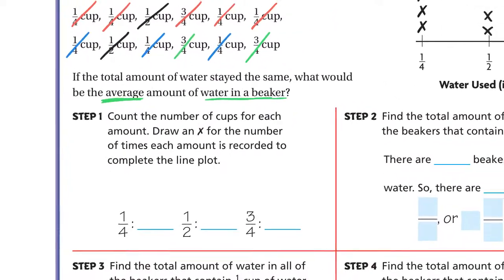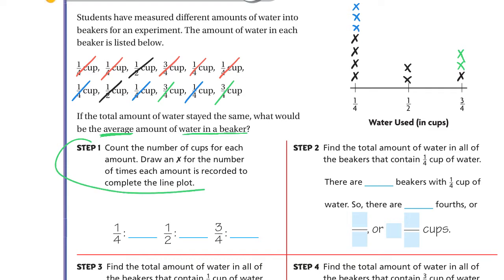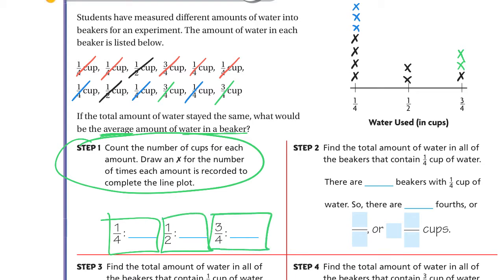So step 1 is to count up the total number of quarter cups, the total number of half cups, and the total number of 3/4 cups. So go ahead and give that a try on your own. Pause the video right now and make sure you can understand this chart.